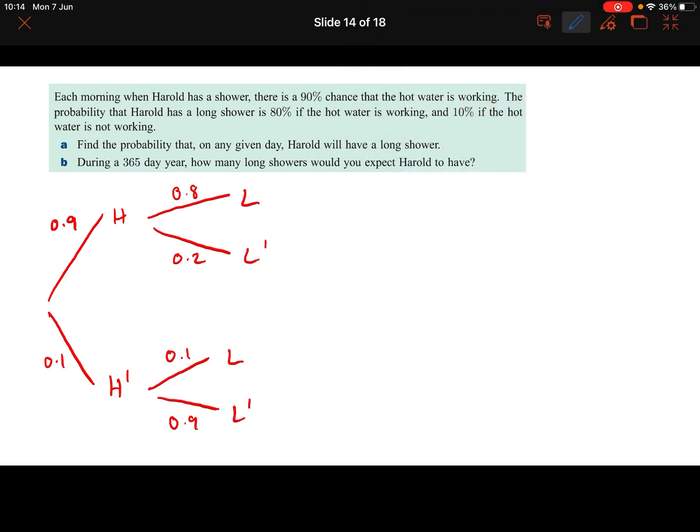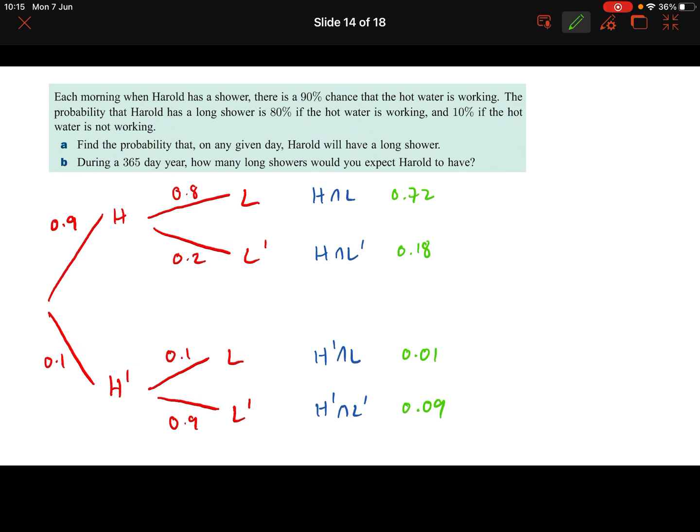Okay? So now, no lazy tree diagrams. Outcomes are hot and long shower, hot and not a long shower, not hot and a long shower, not hot and not a long shower. Associated probabilities are 0.9 times 0.8 is 0.72. And then so it's going to be 0.18, 0.01, 0.09. Again, you can check that they all add up to 1 to know you've got it right.